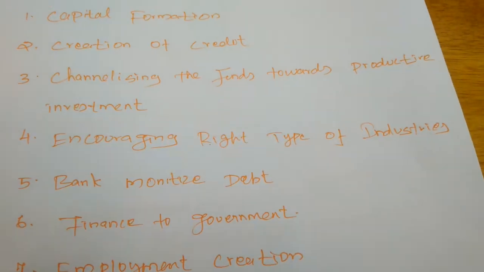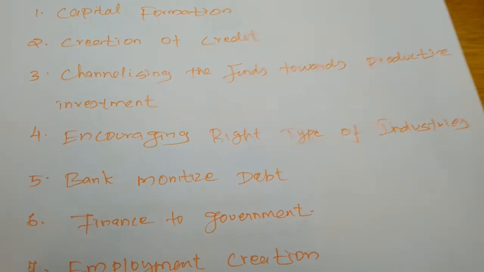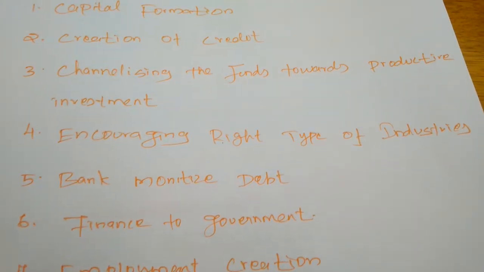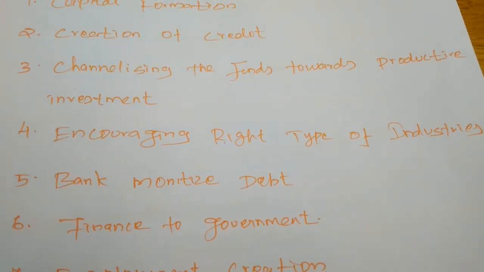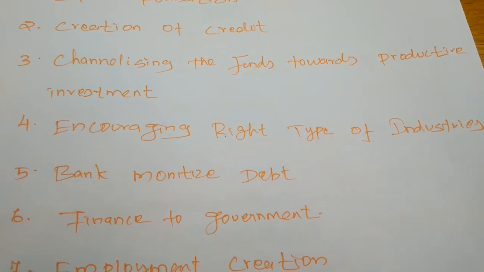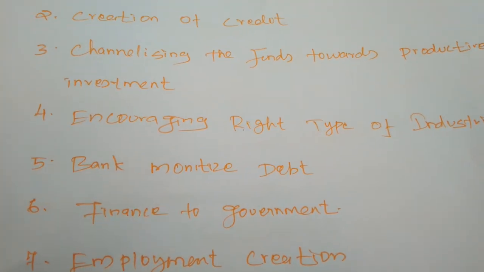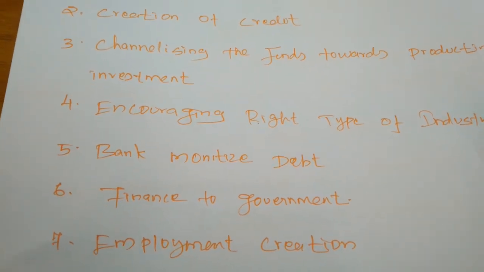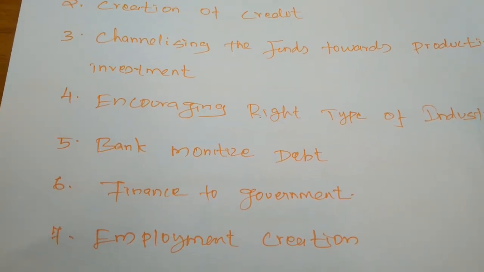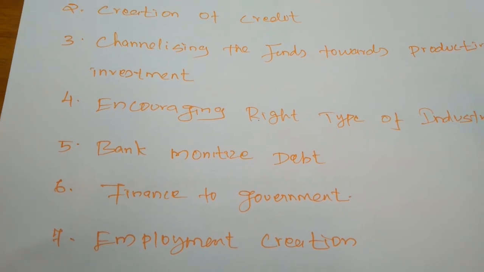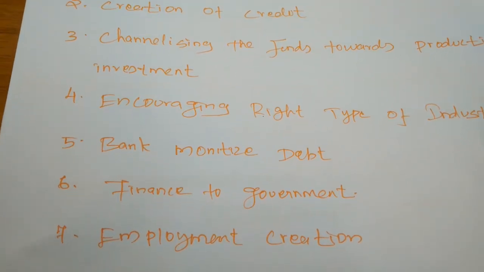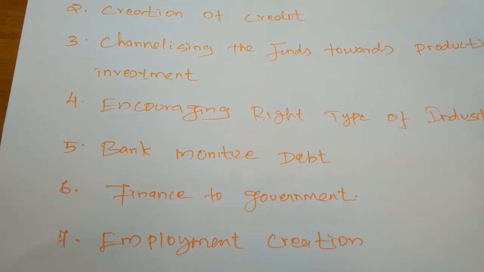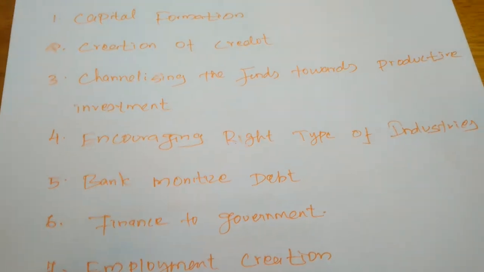Next, channelizing the funds towards productive investment. So for the purpose of productive investment, the funds will be channelized. The banks invest the savings mobilized for productive purposes. Capital formation is not the only function of commercial banks. So pooled savings should be allocated to various sectors of the economy with a view to increase productivity.